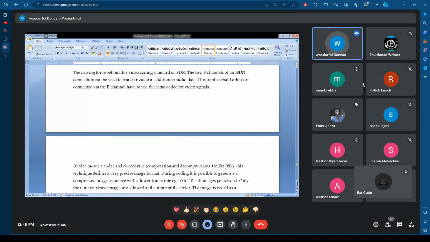Codec means a coder and decoder, that is, compression and decompression.